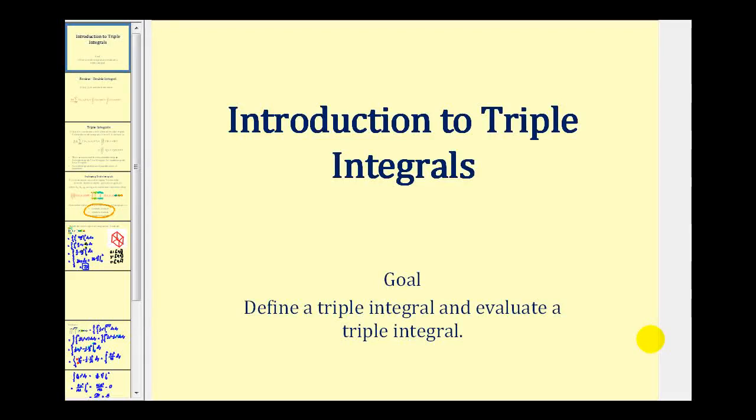Welcome to an intro to triple integrals. The idea of a triple integral is really just an extension of a double integral. So let's start by reviewing what we know about a double integral.